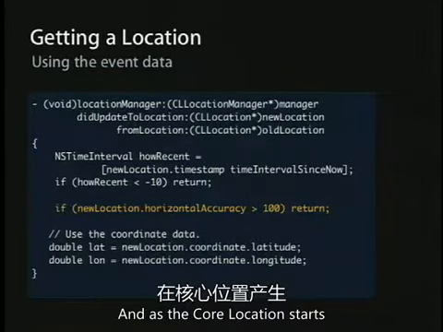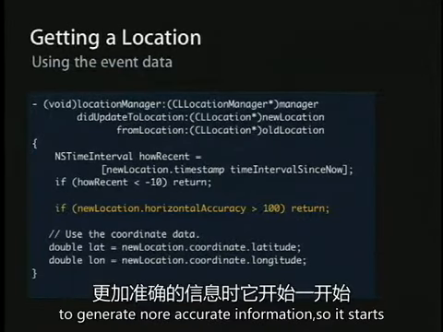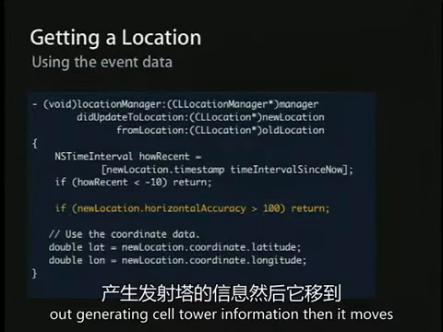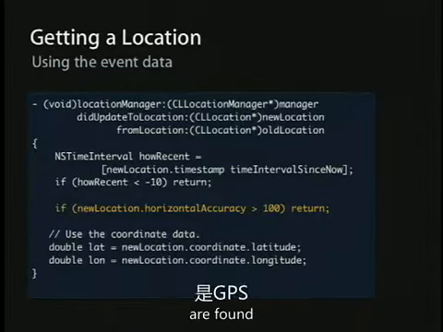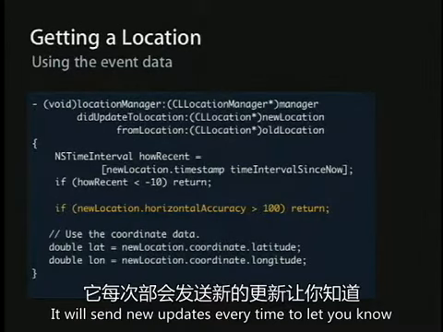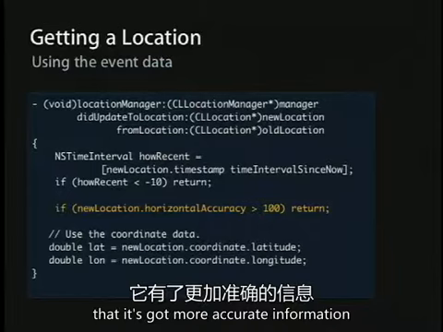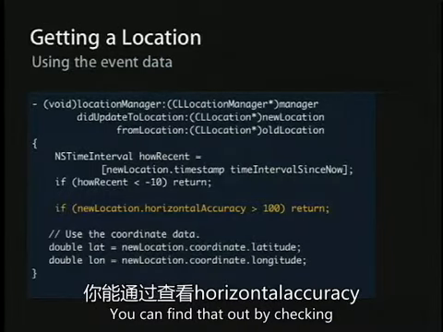And as Core Location starts to generate more accurate information, it starts out generating cell tower information, then it moves down to Wi-Fi, and then finally GPS. Once the satellites are found, it'll send new updates every time to let you know that it's got more accurate information. You can find that out by checking the horizontal accuracy.